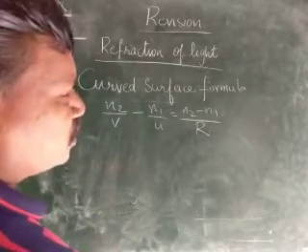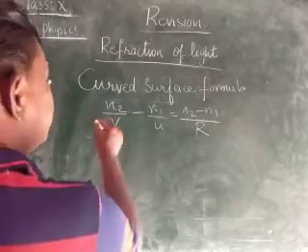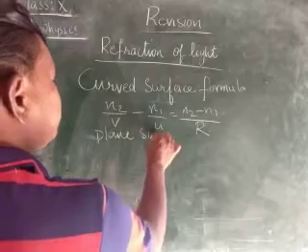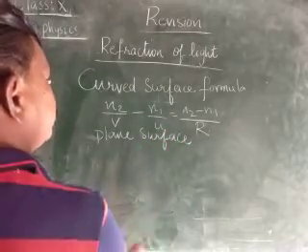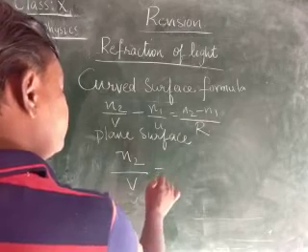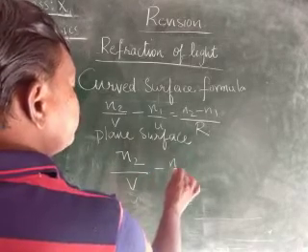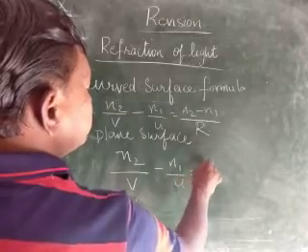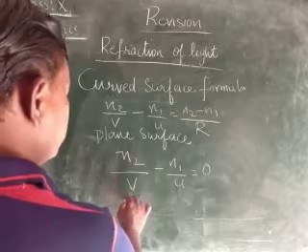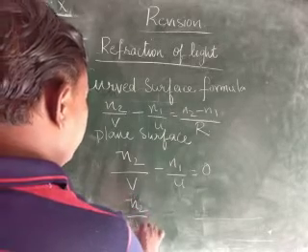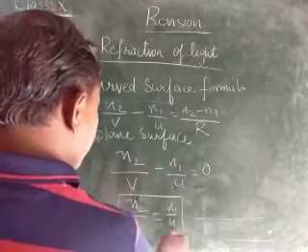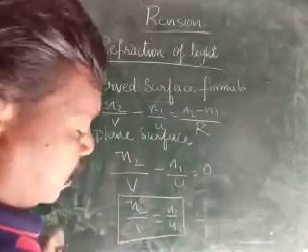We have problems on the curved surface formula. In the same way, the same formula is used for plane surfaces. For a plane surface, which does not have a curvature, the formula is N2 by V minus N1 by U is equal to 0. That is, N2 by V is equal to N1 by U.